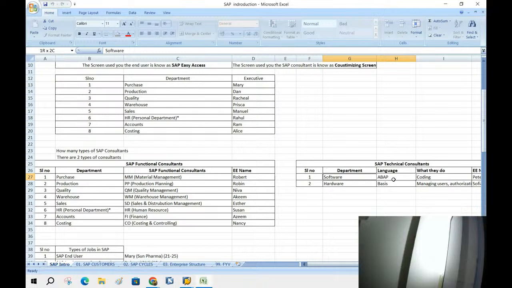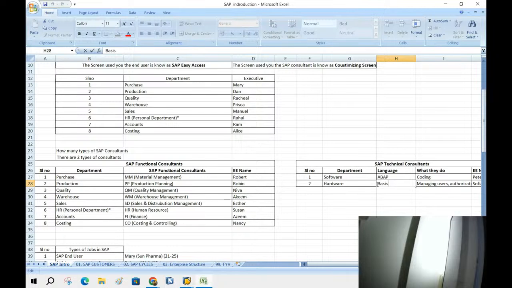The hardware. Once you have a software side on the technical, you will have a hardware side. He is called a basis consultant. Basically, who is going to learn basis? Again, the engineer with a flair for networking. What is his job? Say you have been given user 25 or something. Who has created that? The basis consultant has created it.